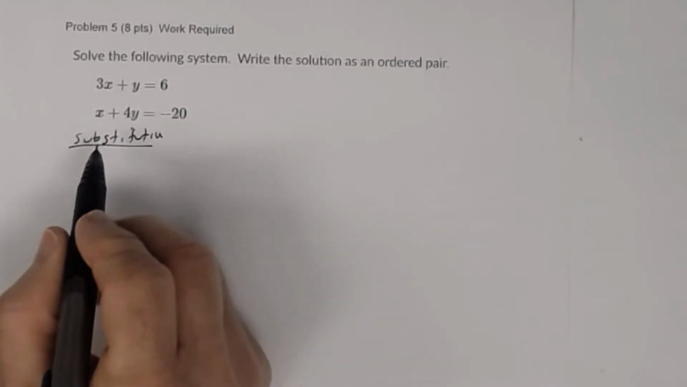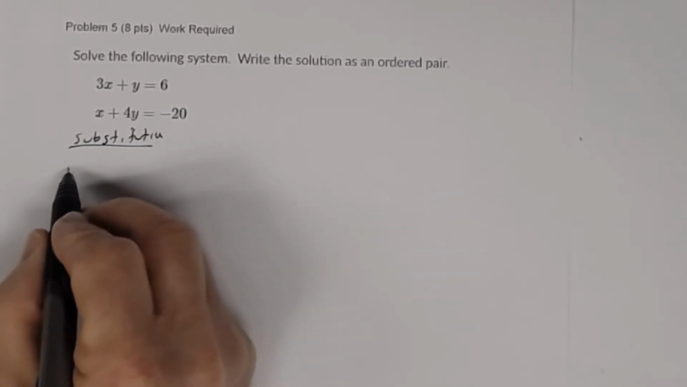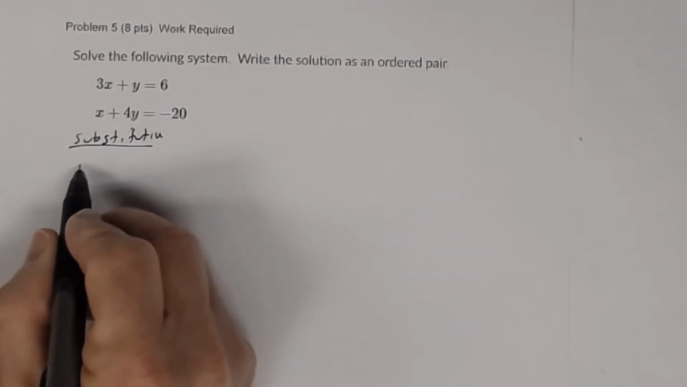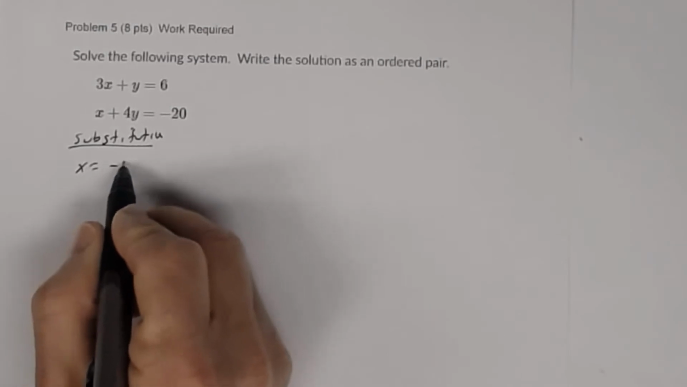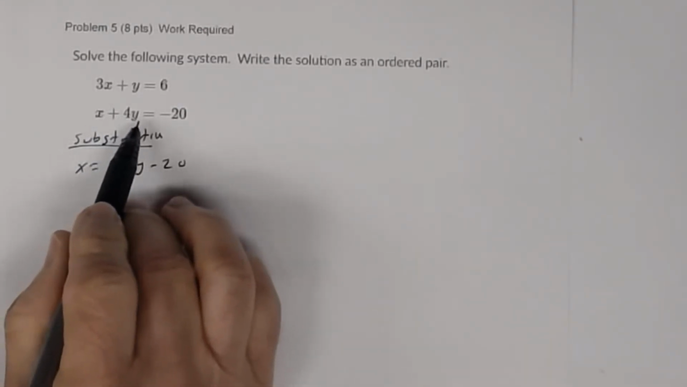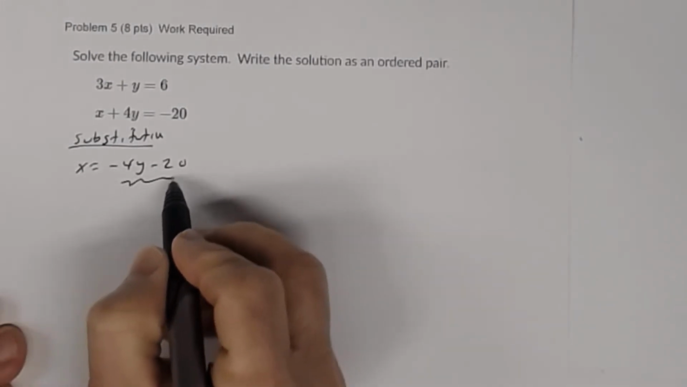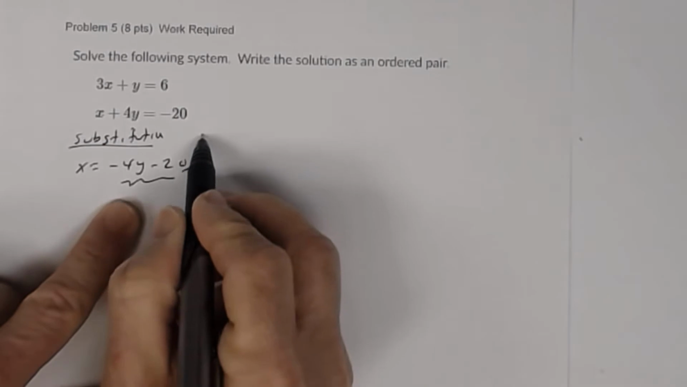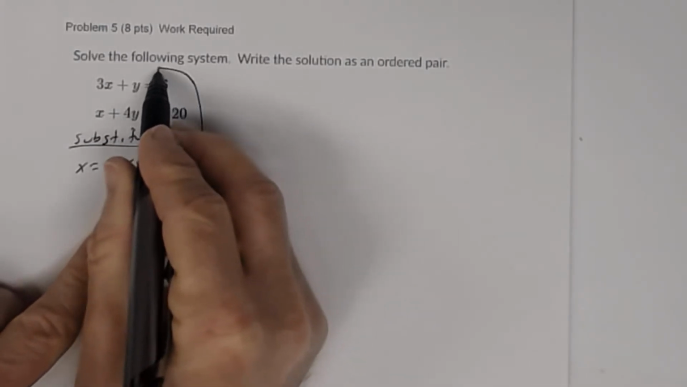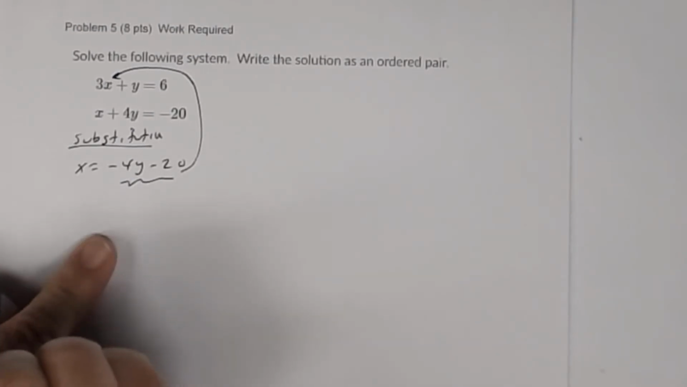Some of you may have used the first, it does not matter, but I'm going to go ahead and use the second. So in the second, when I get x by itself, I get x equals negative 4y minus 20. When I subtract 4y from both sides, this is what I get. Then what you're going to do next is take this expression and substitute it into x, because that's what you just solved for in the other equation.